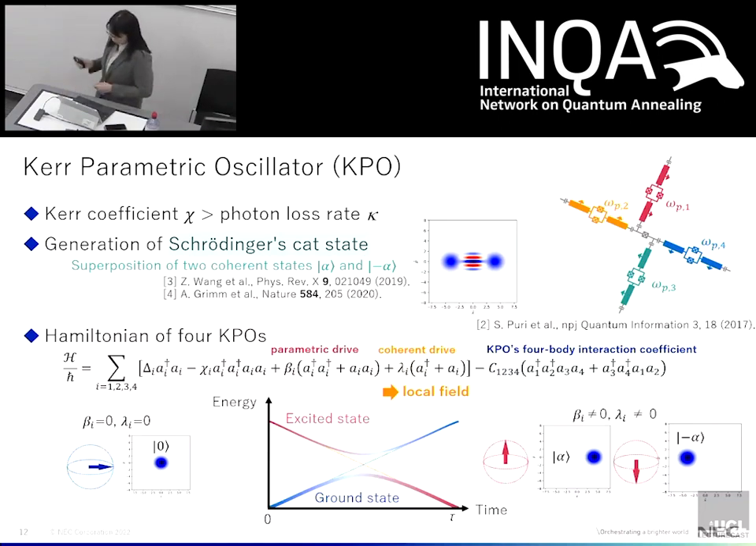In the quantum annealing procedure, the initial state is the vacuum state, where neither parametric drive nor coherent drive is applied. When the amplitude of both signals increases, the state of KPO bifurcates to the coherent state, alpha or minus alpha. The two coherent states correspond to spin up and spin down.